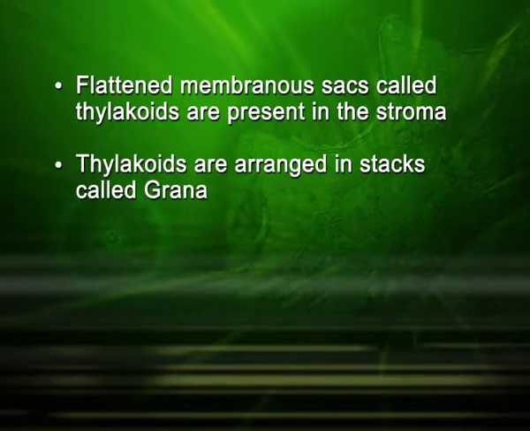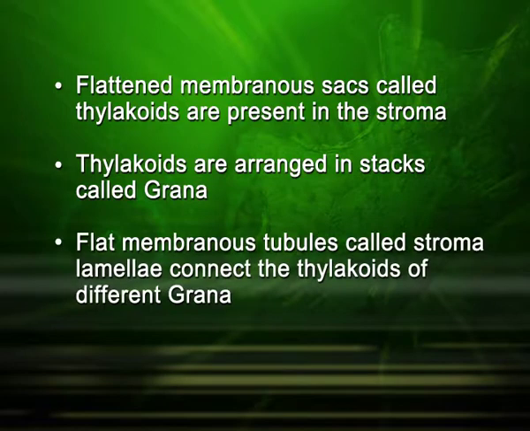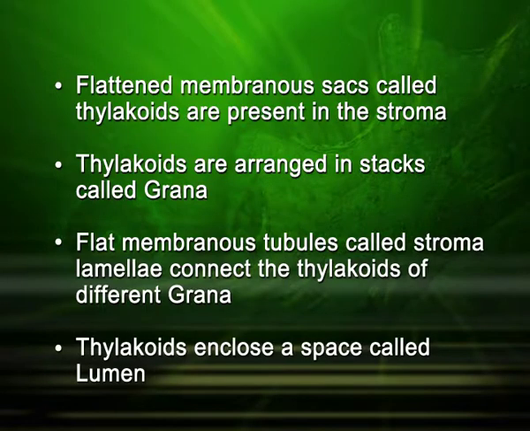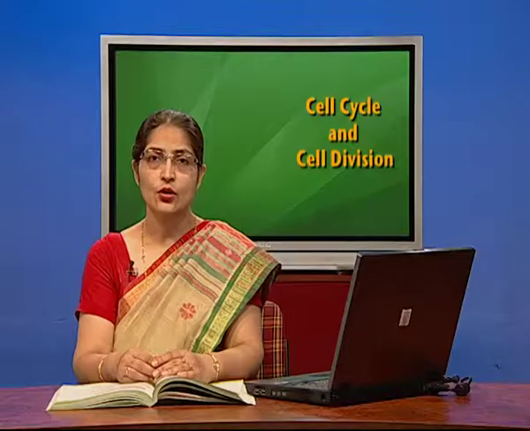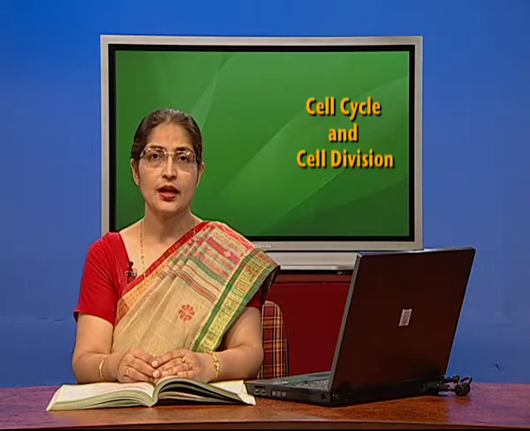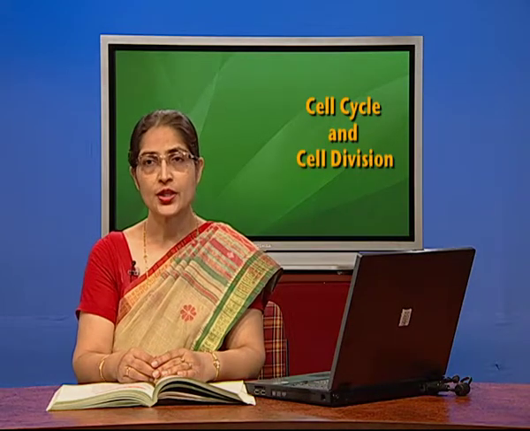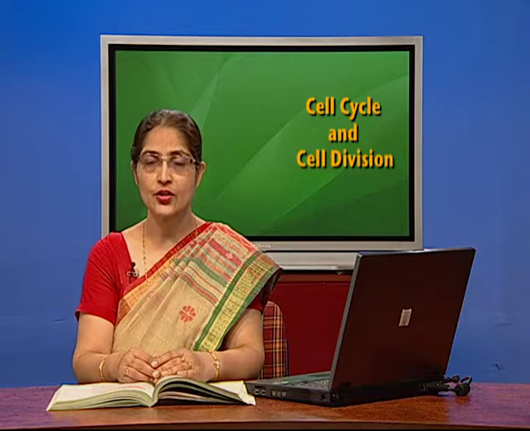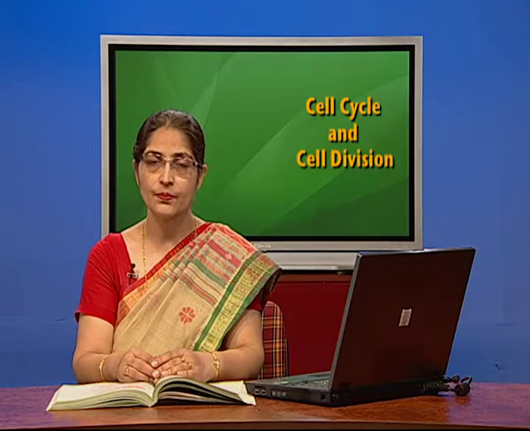Thylakoids are arranged in stacks called grana. Flat membranous tubules called stroma lamellae connect the thylakoids of different grana. Thylakoids enclose a space called the lumen. The chlorophyll pigment is present in the thylakoid membrane, which is also the site for the light reaction of photosynthesis.